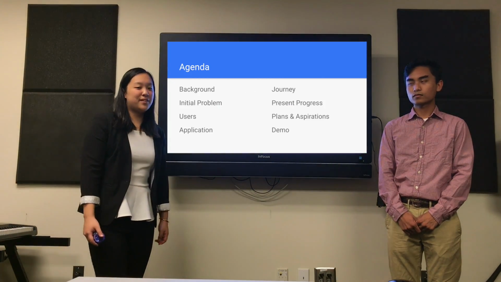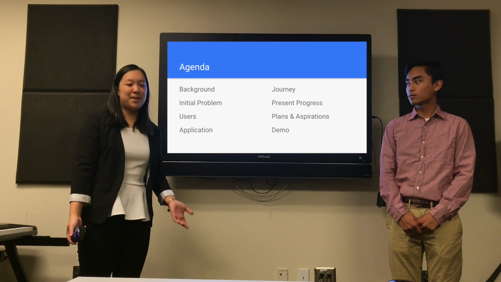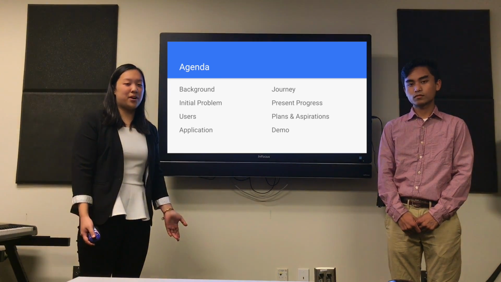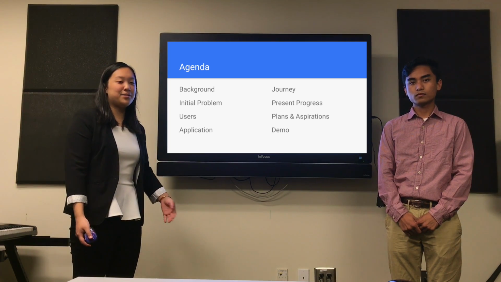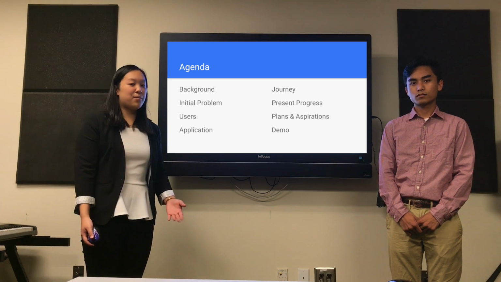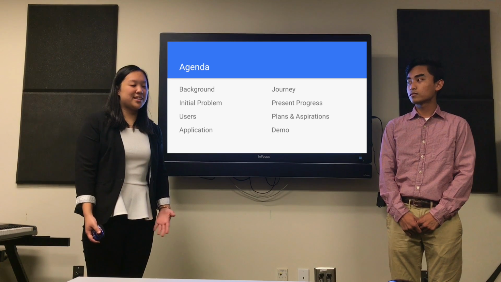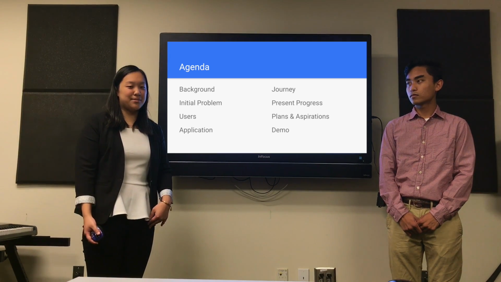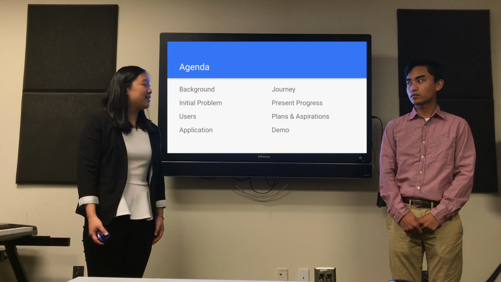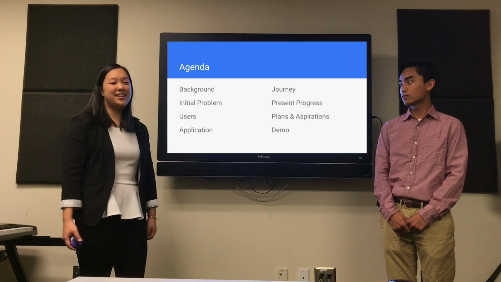So to give an overview of our presentation, we're going to give a summary of our semester. We'll first talk about the background and the initial problem for our client. We'll then talk about who the users are and what the application allows them to do. Then we'll also talk about where the project has been in its journey, where the project currently is in present progress, and where we hope it to be in plans and aspirations. And finally, at the end of the presentation, we'll have a live demo. And now Matthew will talk about the background and initial problem.